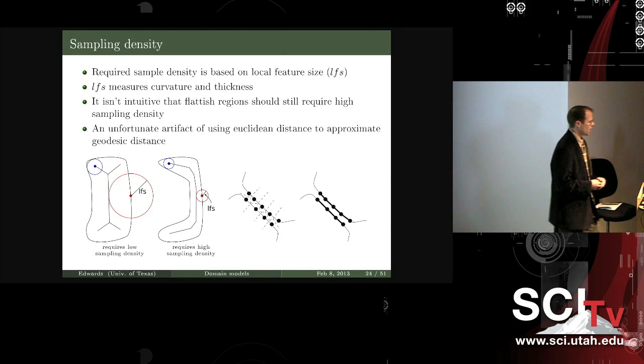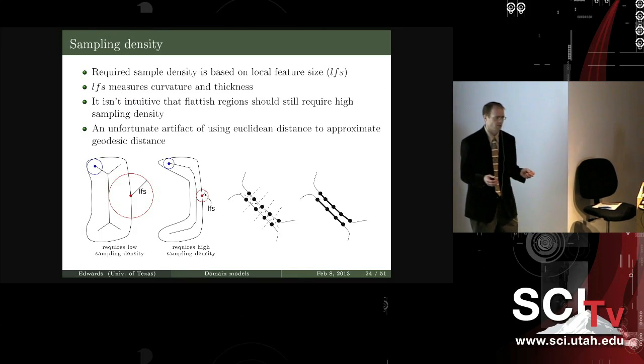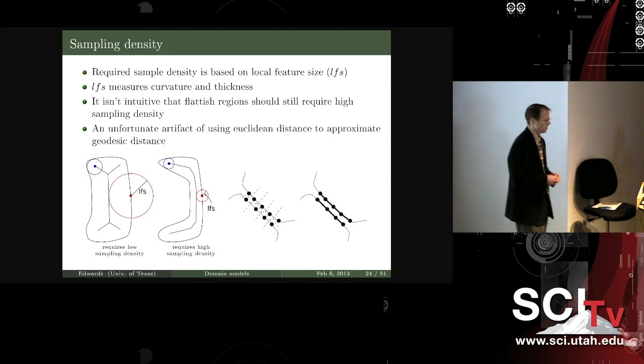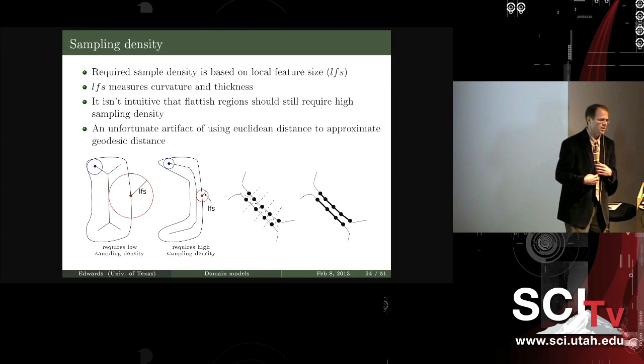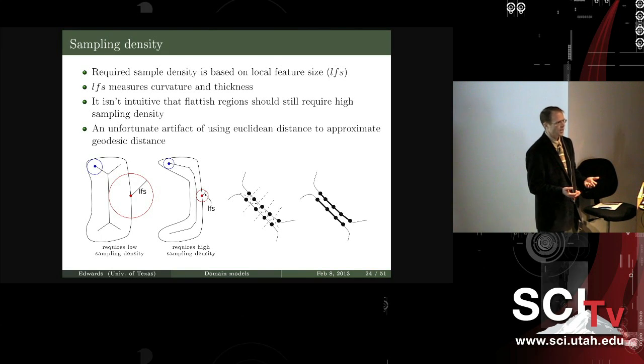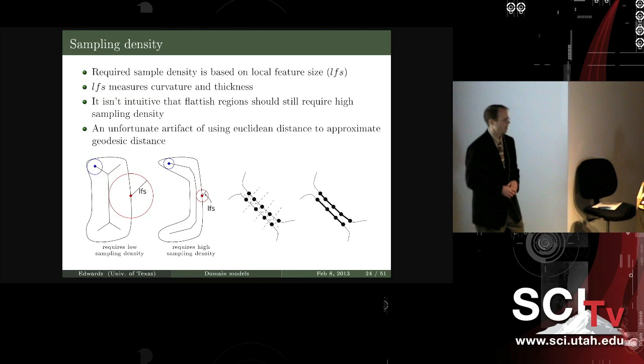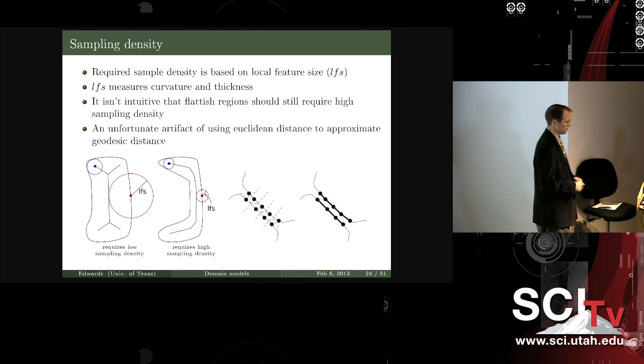You can see on the bottom left, we have two surfaces. The left one, the red point, has a very large local feature size. It's distant from the medial axis. But the second one, the local feature size is small. And so we're going to have to sample much more densely at that point to get an accurate reconstruction or an accurate remesh.